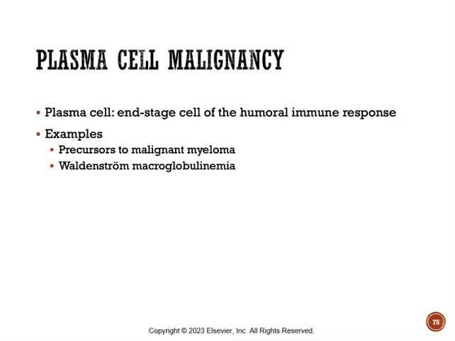And we also have Waldenstrom macroglobulinemia. Wow, cannot say that 5 times fast. But that is a rare disorder where abnormal plasma cells are overproduced and a thick protein known as IgM, and that leads to blood viscosity issues.